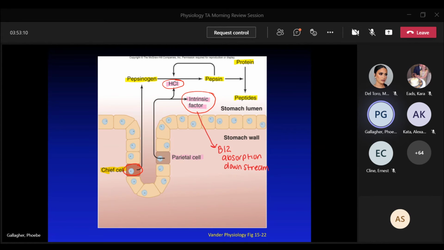Chief cells will also be upregulated when you have a meal to start secreting pepsinogen. Pepsinogen is going to be activated through HCl into pepsin. The thing about pepsin is that it can also upregulate itself by cleaving pepsinogen into pepsin because it is a proteolytic enzyme. But pepsin is going to be important for breaking down proteins because we can only absorb, I think, dipeptides at the most, or maybe it's amino acids. So we need to make sure we break down our proteins as best possible in order to absorb them.